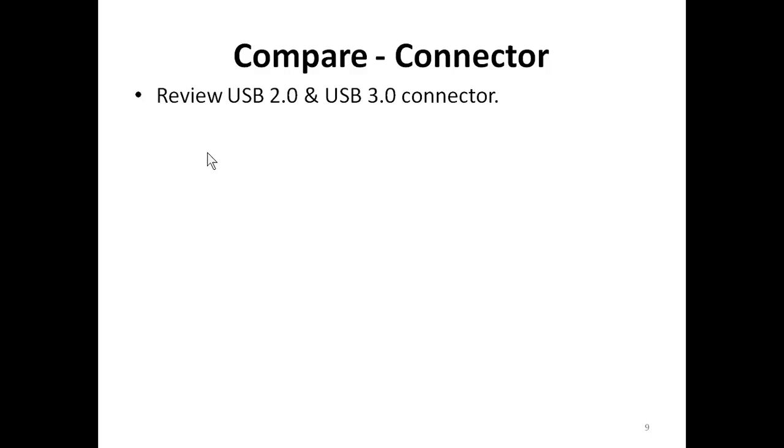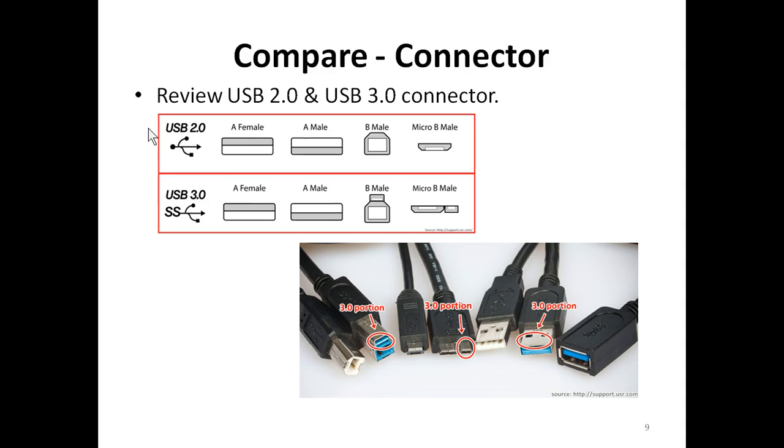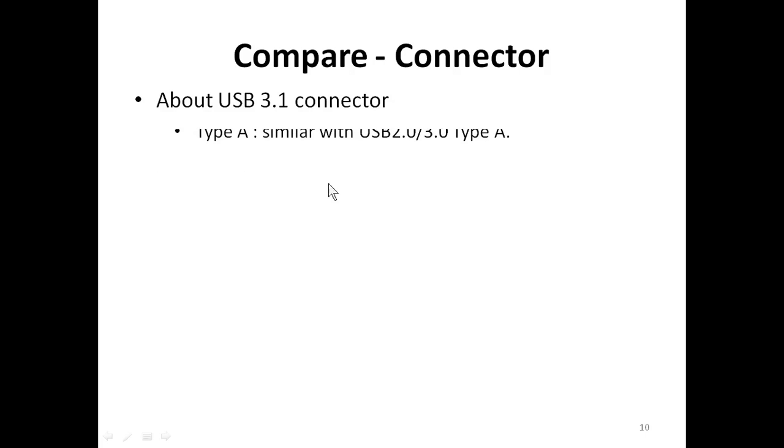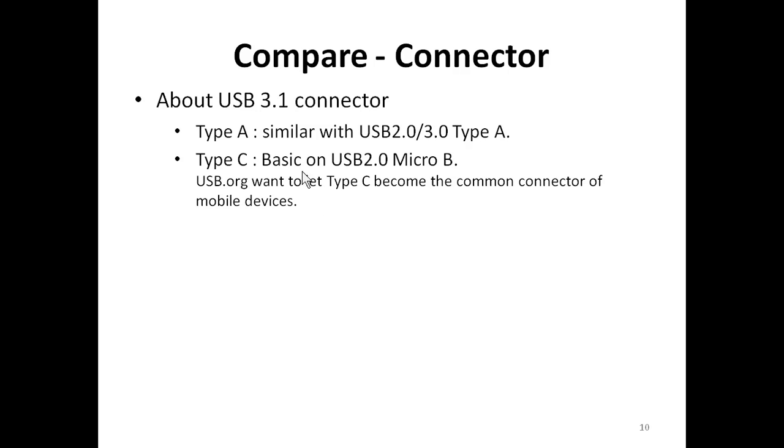And if we compare the connector, we have reviewed the USB 2.0 and USB 3.0 connectors. This was USB 2.0: A female, A male, B male and micro USB. This was USB 3.0. Just concentrate here: this was the added 3.0 portion, and this, and this. About the USB 3.1 connector, it is type A, which is similar to USB 2.0 and 3.0 type A. Then type C, based on the USB 2.0 micro B.